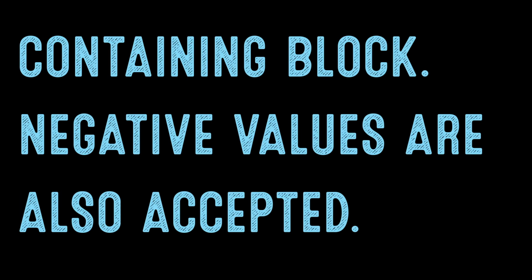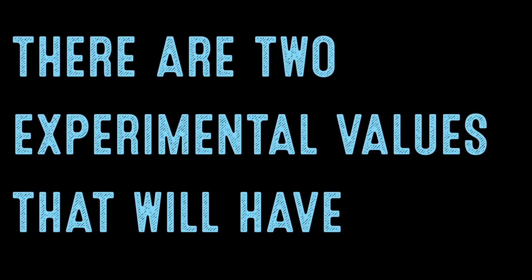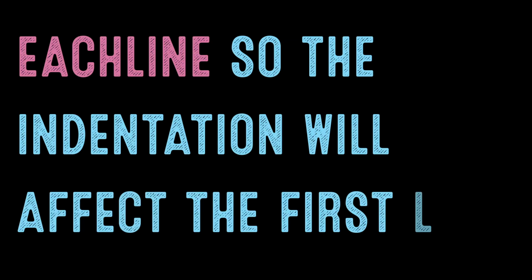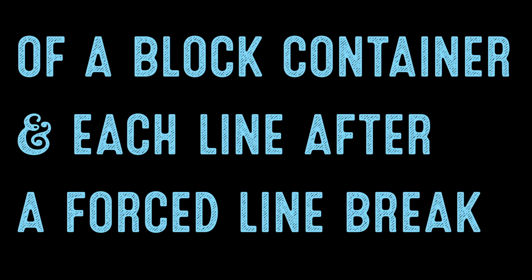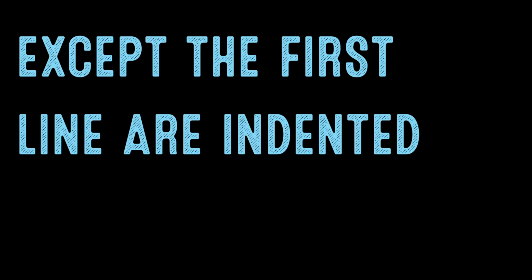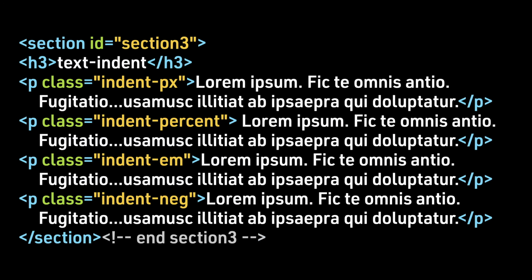Negative values are also accepted. There are two experimental values that will have inconsistent browser support. Each line: the indentation will affect the first line of a block container and each line after a forced line break. Hanging reverses this process. In this case, all lines except the first line are indented. Let's look at some examples.